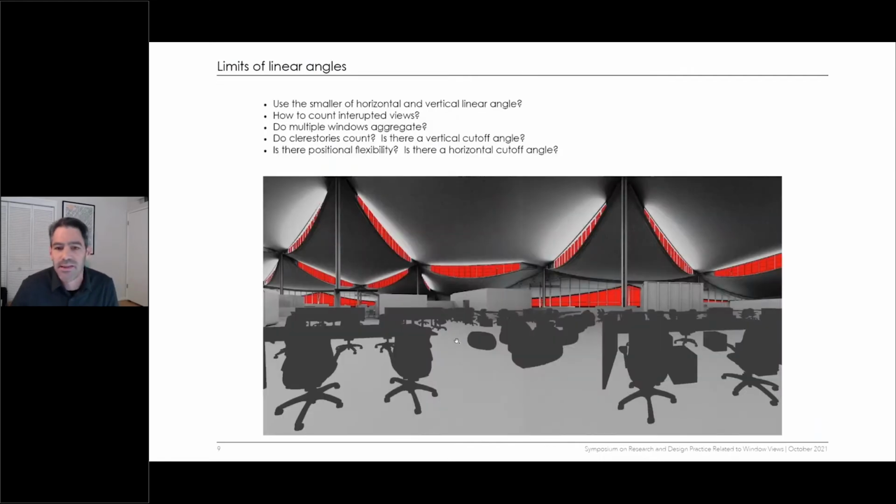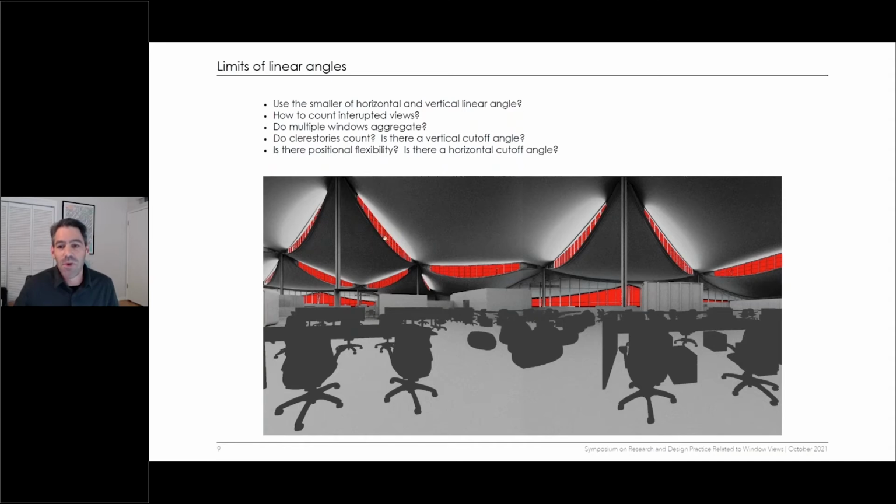Oh, whoops, before I get to that, I wanted to point out that the linear angles present some problems with very complex spaces. And this is a space that we've recently been analyzing in our office. This is a 180-degree view in that space that has multiple clerestory windows of different shapes, multiple perimeter windows of very different shapes. And so we wondered, using existing rubrics, how do we characterize these? What are the horizontal and vertical linear angles to these? How do we count interrupted views?